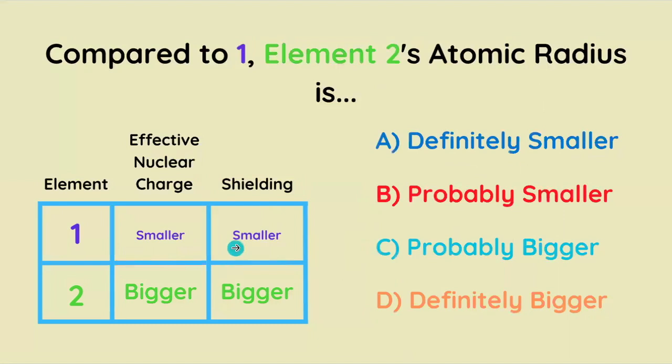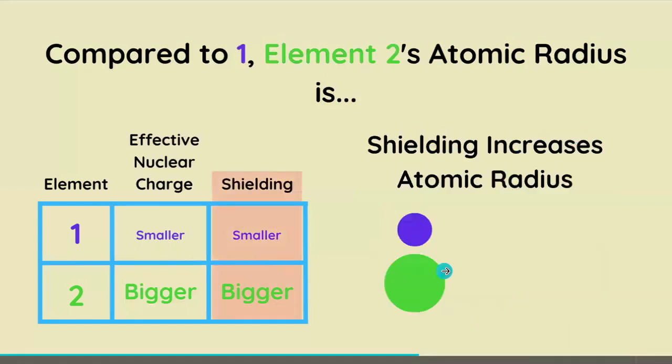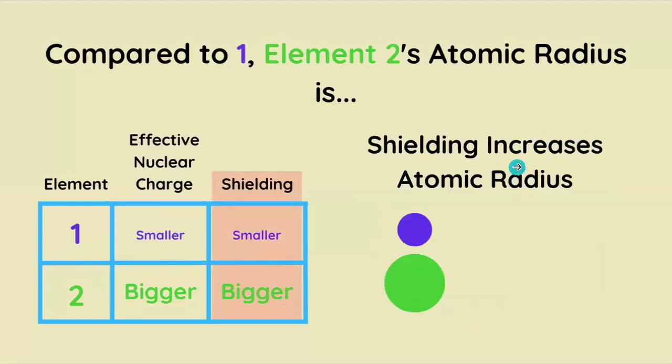Compared to element 1, element 2's atomic radius is definitely smaller, probably bigger, or definitely bigger. Well, if we look at shielding, this factor increases atomic radius. So if element 2 has larger shielding than element 1, then that's a tick in the column of 2 having a larger radius than 1.